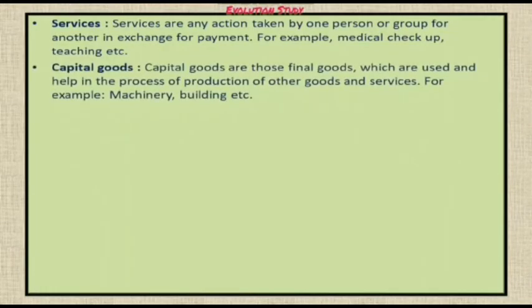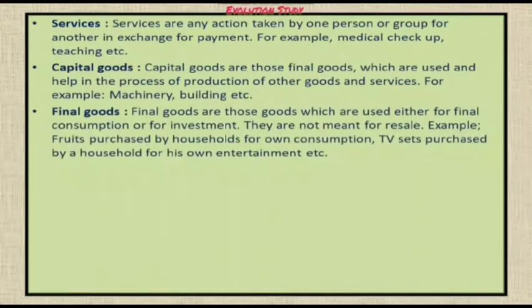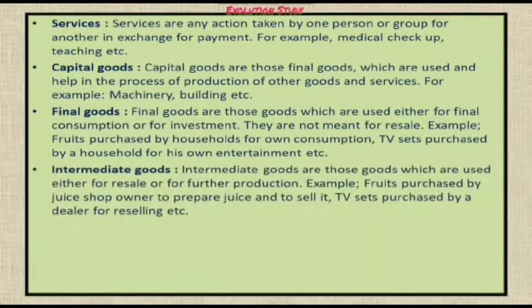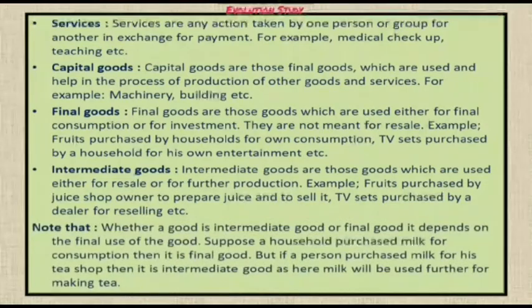Now what is a service? Services are any action taken by one person or group for another in exchange for payment. For example, medical checkup, teaching, etc. Now what are capital goods? Capital goods are those final goods which are used and help in the process of production of other goods and services. For example, machinery, building, etc.